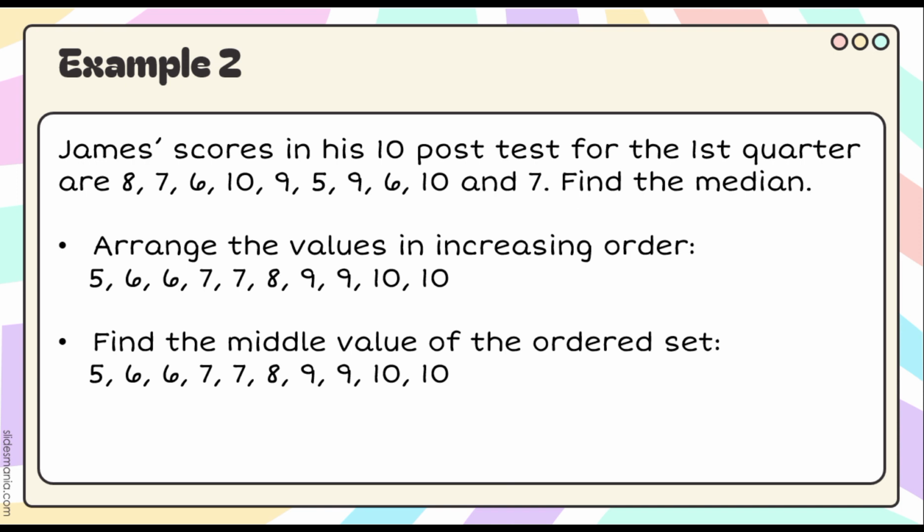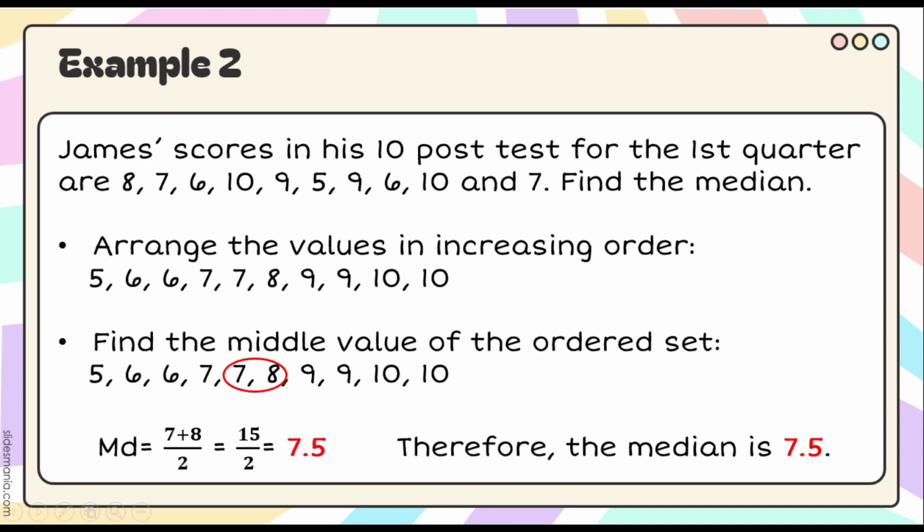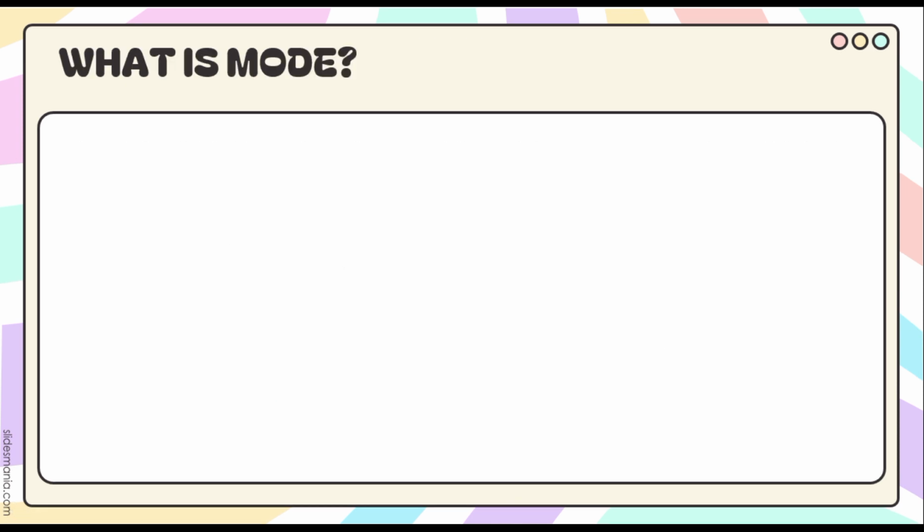Here in our example number 2, we have two middle values, right? 7 and 8. So in order to solve for the median, we have this formula: 7 plus 8 divided by 2. Why divided by 2? Because we add the two values here, which are 7 and 8, so we have 2. So 7 plus 8 is equal to 15, divided by 2 is equal to 7.5. Therefore, the median is 7.5.